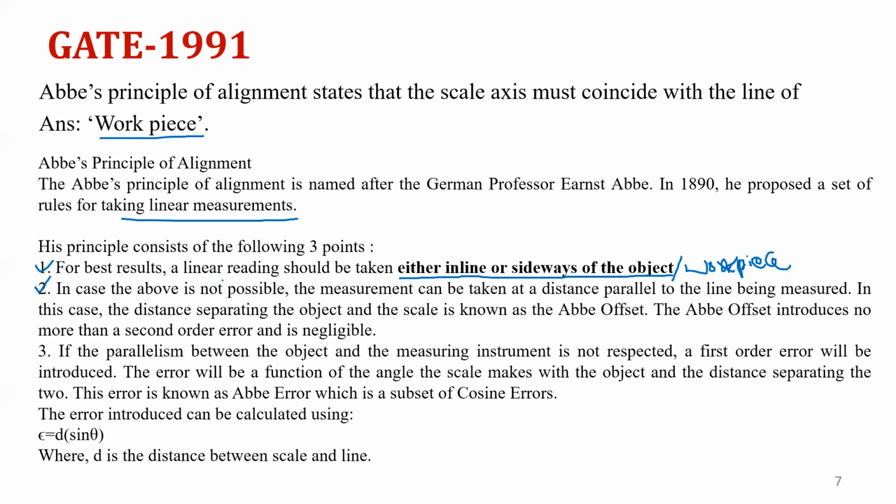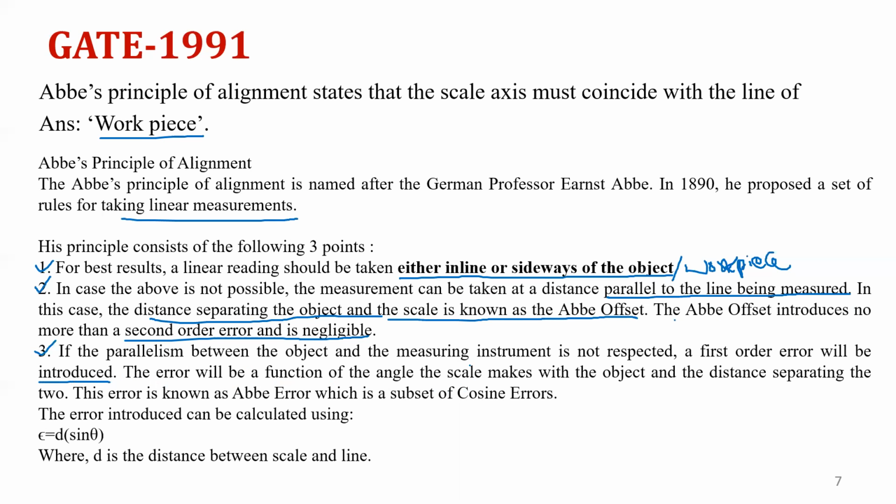Suppose in case the above is not possible, the measurement can be taken at a distance parallel to the line being measured. In this case, the distance separating the object or workpiece and the scale is known as the Abbe offset. The Abbe offset introduces no more than a second order error and is negligible. That is the second statement. The third statement is, if the parallelism between the object and the measuring instrument is not respected, a first order error will be introduced.